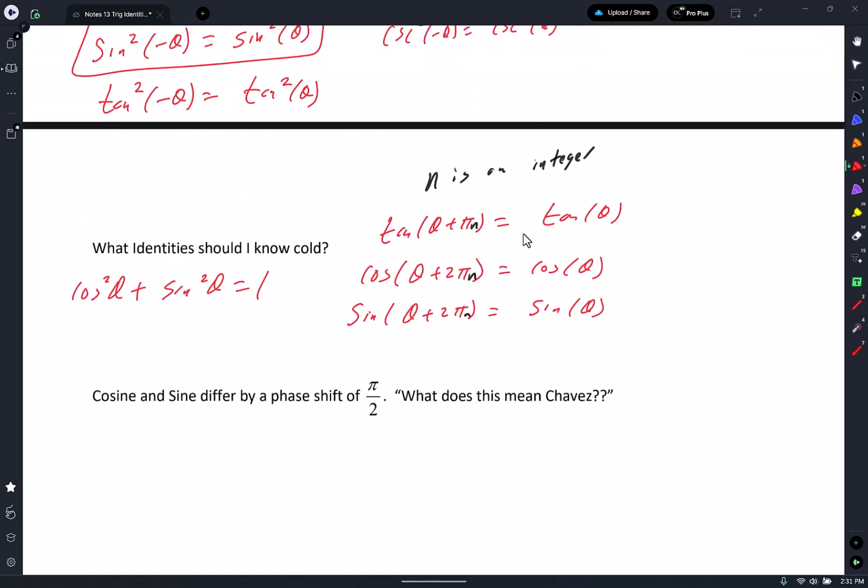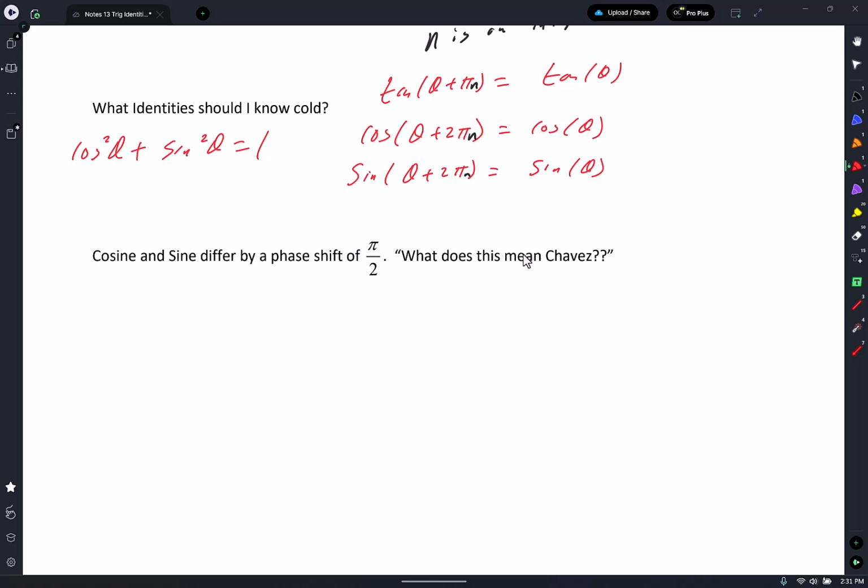Next. Okay, you know what? Something else that we should also know is that cosine theta is even. Sine theta is odd.